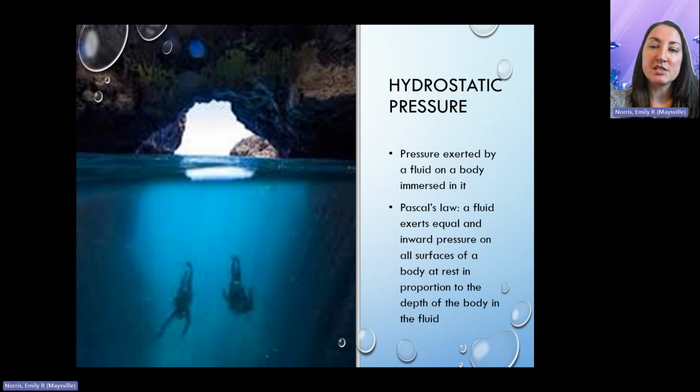Hydrostatic pressure. So this is the pressure exerted by a fluid on a body that it is immersed in. The deeper in the water that you go, the higher the hydrostatic pressure. So that's Pascal's law, that a fluid exerts equal and inward pressure on all surfaces of a body at rest in proportion to the depth of the body in the fluid. So the deeper you go down in water, the higher the pressure.